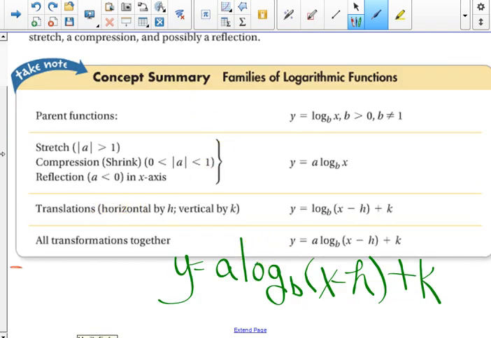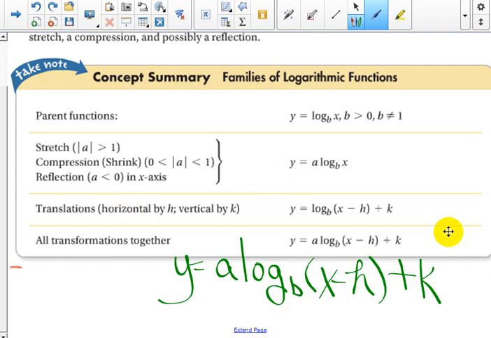Just like all the other functions, you've got an a value in front of your log base b that gives you your stretch or your shrink. So if it's greater than 1, it's a stretch. If it's less than 1, it's a shrink. Between 0 and 1, I should say. Now, if the negative sign's there, it's going to be a reflection on your x-axis. So that can get sort of crazy, right? So just realize the a value does all the same things it does in all the others.